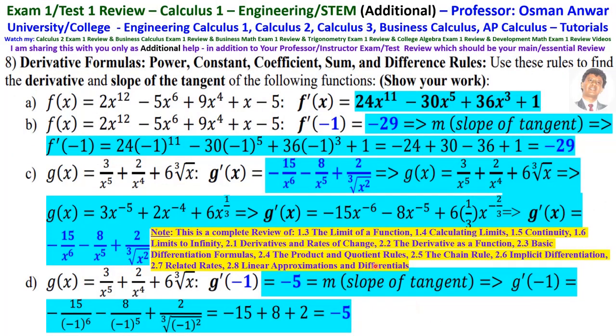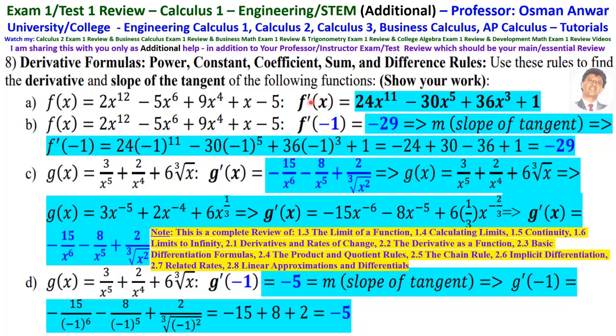Number 8 is power, constant, and coefficient, and sum and difference rules of a derivative. So A is f of x equals 2x to the 12 minus 5x to the 6 plus 9x to the 4 plus x minus 5. So we're going to apply the power rule here simply to find the derivative.